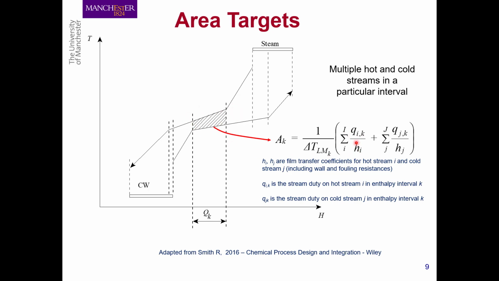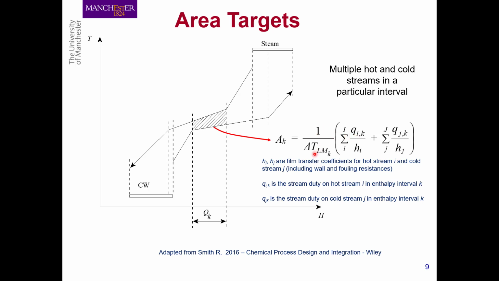So we are looking at the heat coming from a hot stream in interval K, and in this interval we can have a total of I hot streams. Similarly, we are looking at the individual heat requirement of a cold stream, that is J, in interval K, and in this interval K we can have a total number of J cold streams. So if you take the heat of the hot streams and cold streams and sum them up, you get the overall heat requirement of the interval.